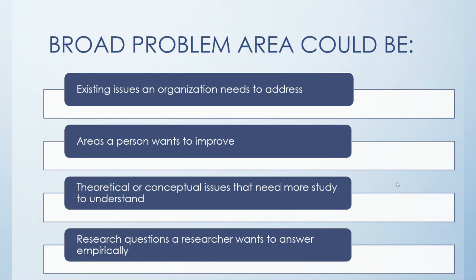So broad problem area could be existing issues an organisation needs to address. Maksudnya kita tahu sekarang ni tengah ada masalah. Workers lack motivation. So what do we need to do? What are the factors? We want to determine what the factors are that make the workers lack motivation.